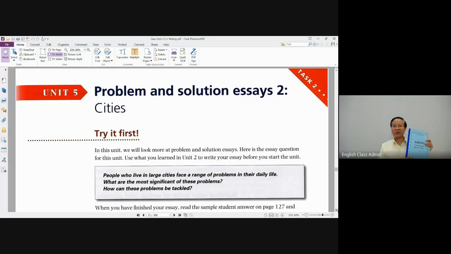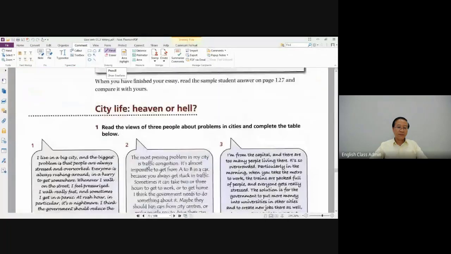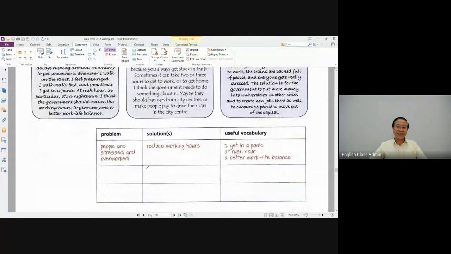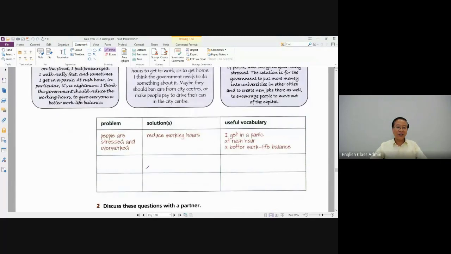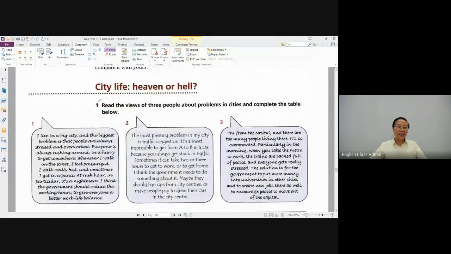Please open your materials and look at this lesson, problem and solution essay. The topic is about CDs. It's on pages 73, 74. Okay. As a student, you are supposed to do all the exercises, but the important exercise would be exercise 1.